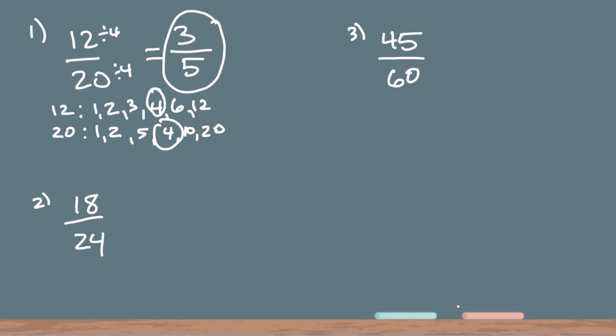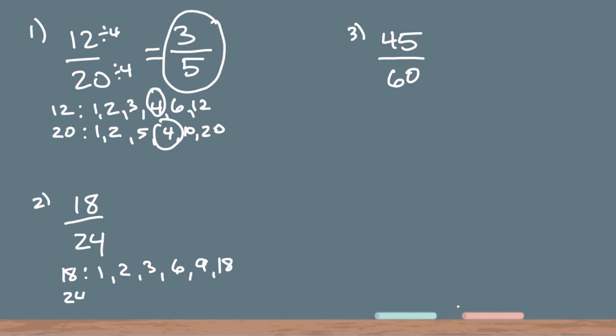Now let's move on to our second problem, which is 18 over 24. Again, we're going to write out the factors of 18 first and then 24. Let's do 18. Always start with 1. 1 times 18 is 18. 2 times 9 is also 18. And then 3 times 6 is 18. So here are the factors of 18.